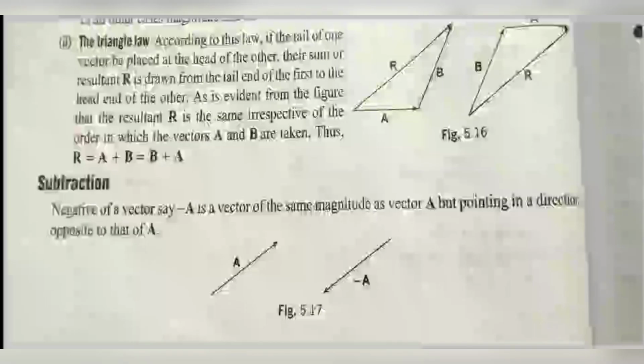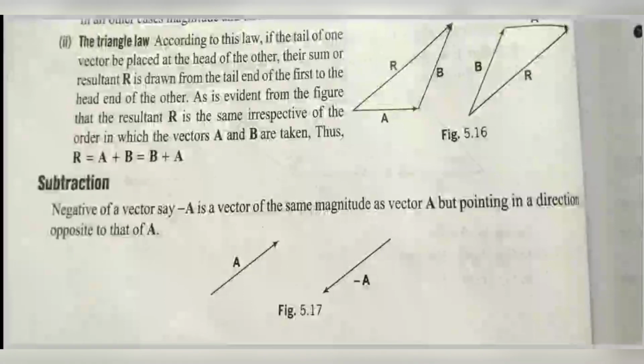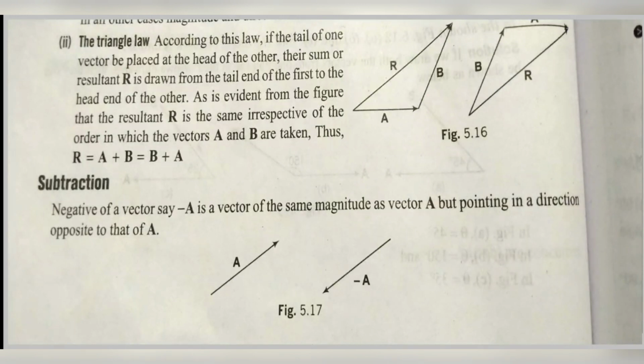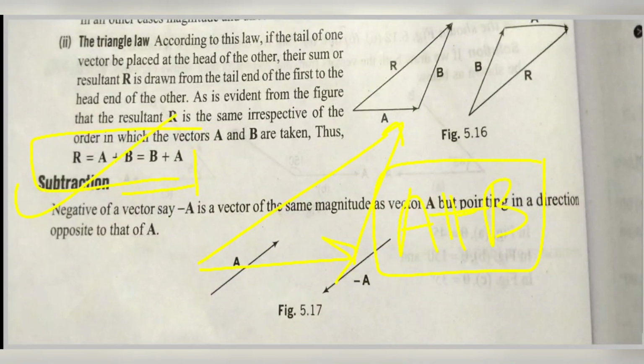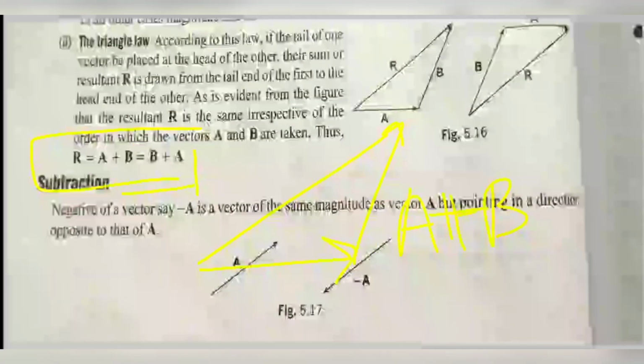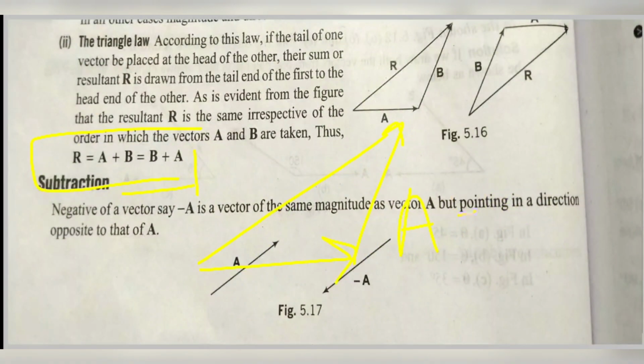According to this law, if the tail of one of the vectors is placed at the head of the other, the resultant is drawn from the tail end of the first to the head end of the other. So here we say that we have drawn two vectors, and the resultant will be, of course, by the Pythagoras theorem, r equal to a plus b. Okay, the triangle law. So here we can say that the resultant a plus b is equal to b plus a. Now we have the subtraction.